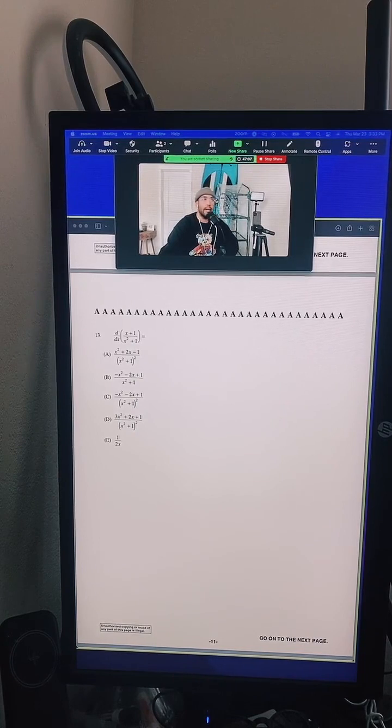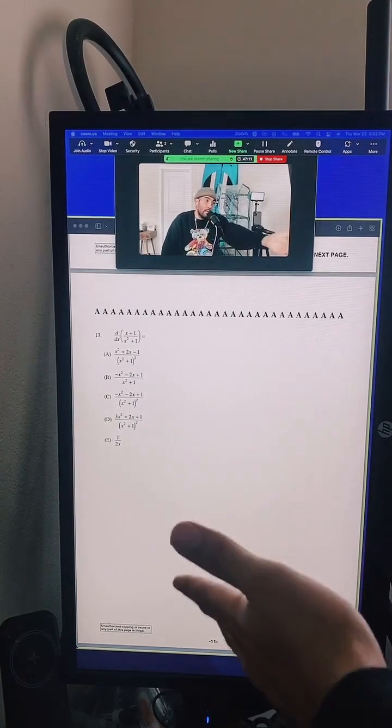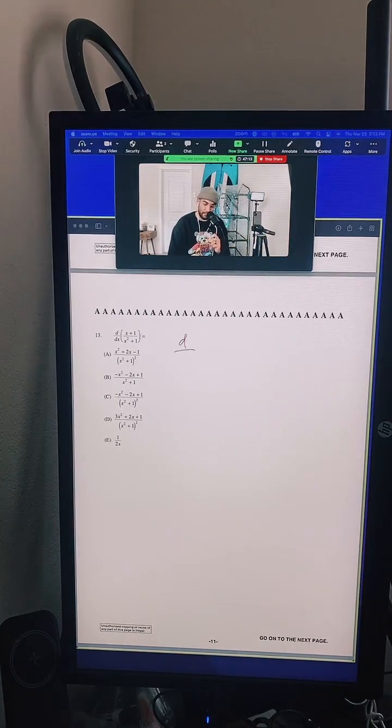All right, so let's go to number 13. They just want us to take the derivative of this. What do we have to do? Quotient rule. First, let me just go ahead and write this. I'm going to write it out in bigger writing. Yep, I think that's a lot better. So now what we're going to go ahead and do is implement the quotient rule.